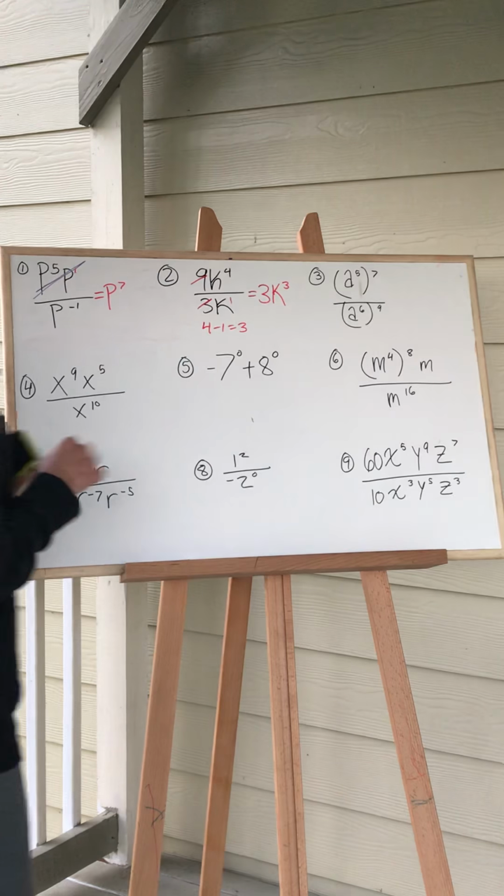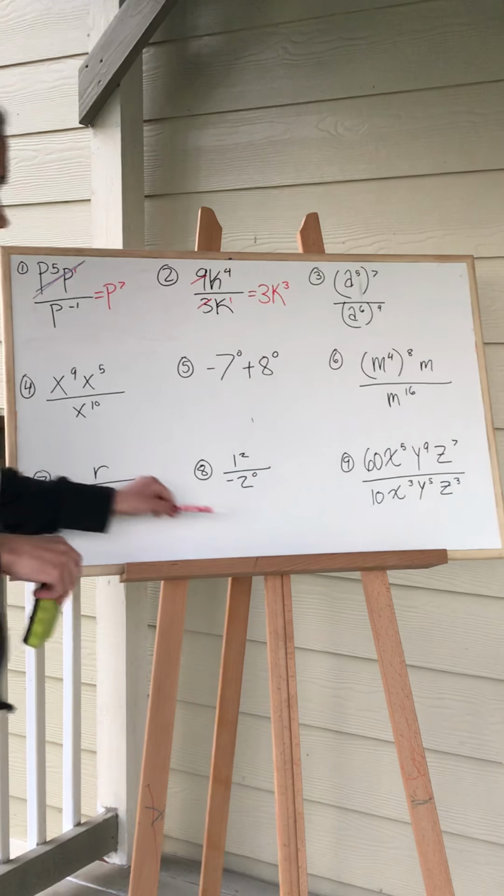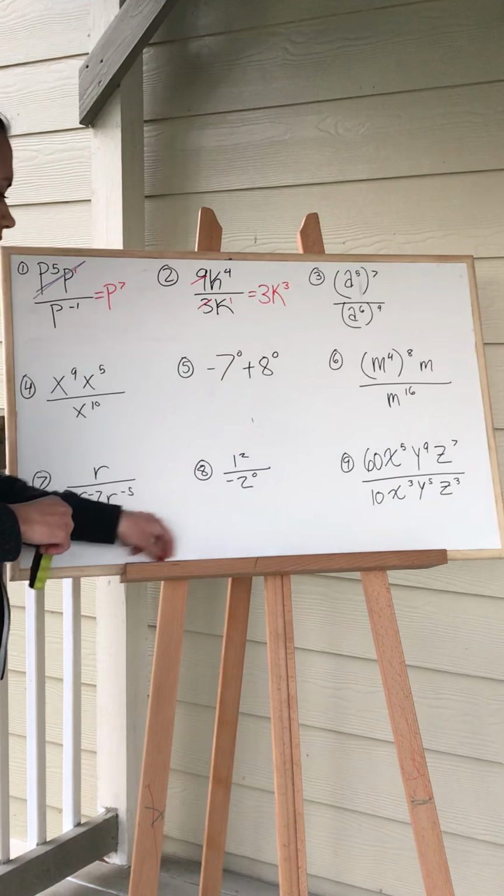I'm not going to make it too complex. Okay, so that's good for that one. I think I'm going to work them in a different color and then write the answer in red. That works. Okay, we'll use blue.